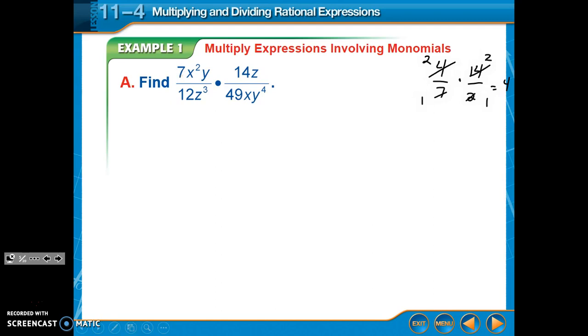So let's start with the numbers. So 7 over 49, 7 goes into 49 7 times. So I can say this is going to be 1 if I divide both numerator and denominator by 7. I'm going to get 1 and 7. And 14 and 12 are both divisible by 2. If I divide this by 2, I get 7. And if I divide 12 by 2, I get 6. Now these numbers are easier to work with, and I could even simplify these 7s and say this is 1 and this is 1. Now my numbers are so much easier to multiply.